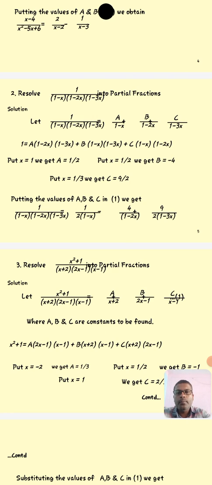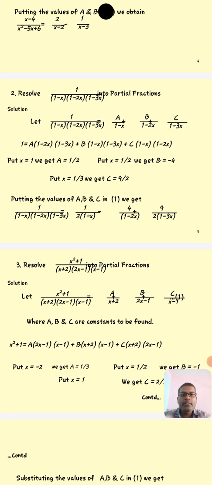Now here by using the substitution method again, put x equal to 1. In the place of x we substitute 1. So that whenever the x is there we have to substitute 1. We get A is equal to 1 by 2. A is equal to 1 by 2.